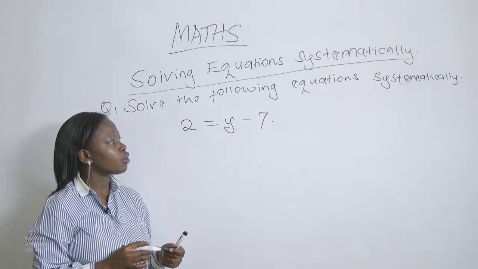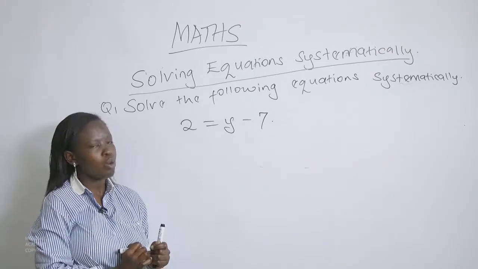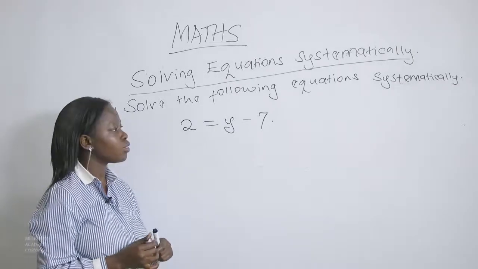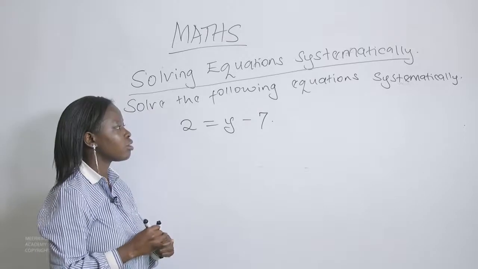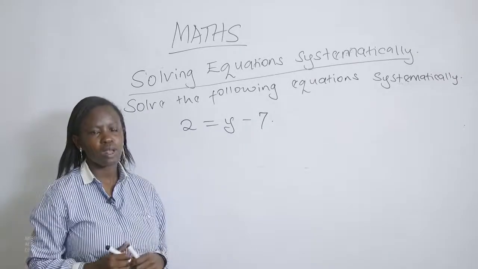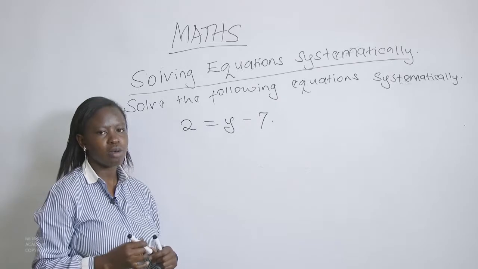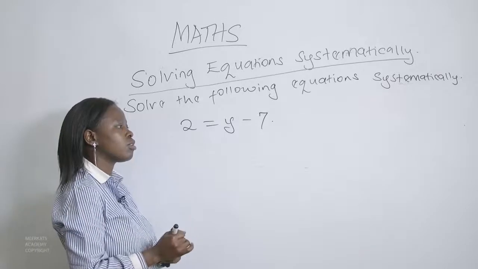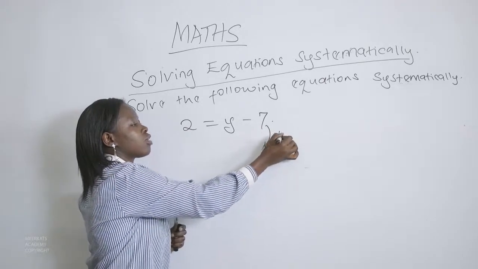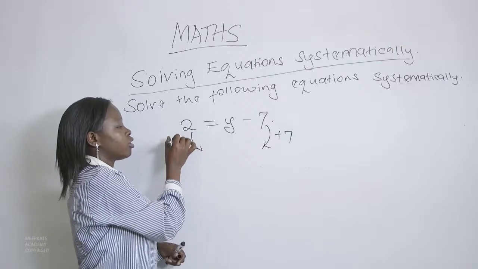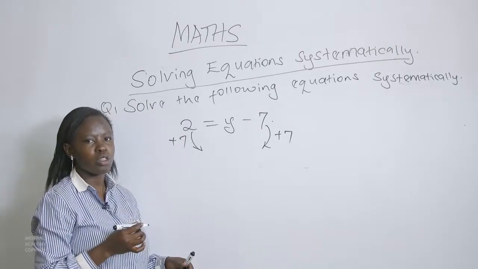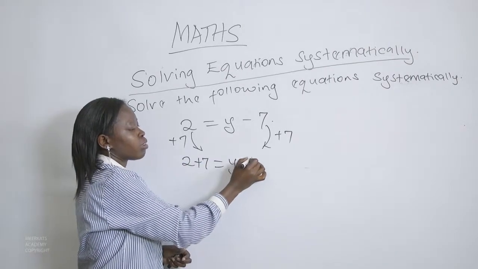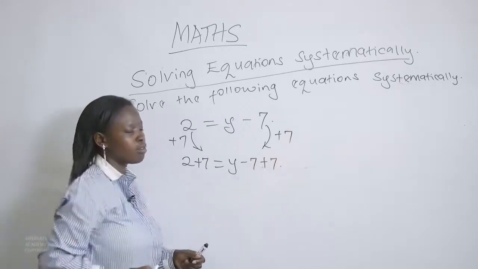So we have another equation, 2 is equal to y minus 7, and we need to find the value of y in this given equation, so that we have minus 7 on the right hand side. For us to get the value of y, we will obtain y by adding 7 on both sides. So I add 7 on the right hand side, plus 7 on the left hand side, so that the equation that we have is 2 plus 7 will be equal to y minus 7 plus 7.